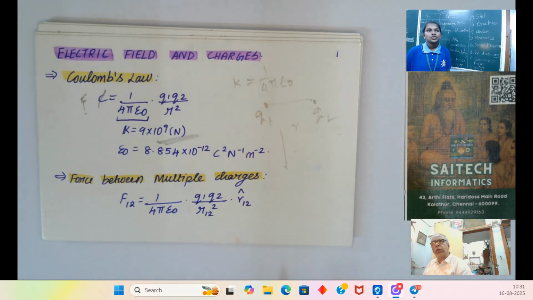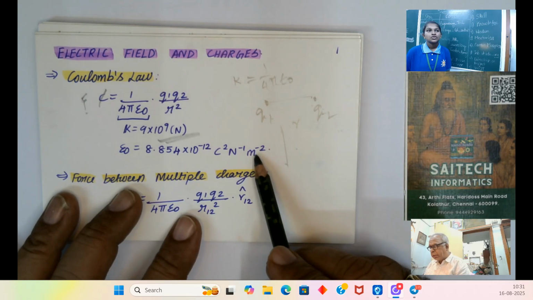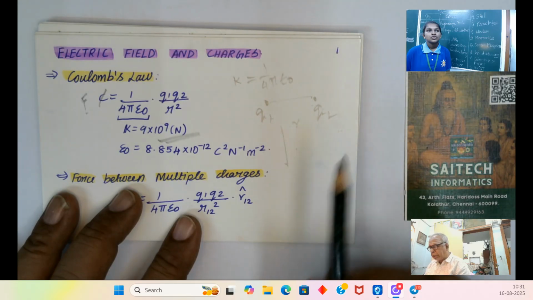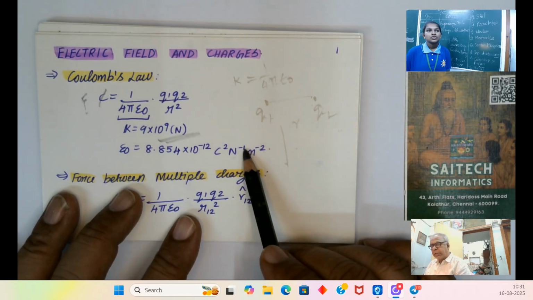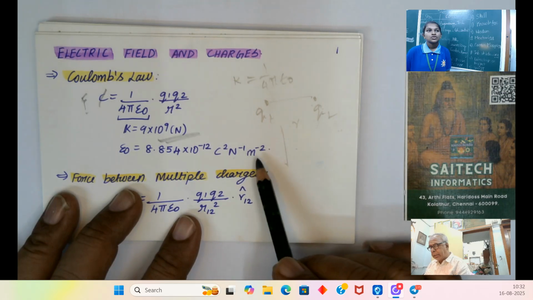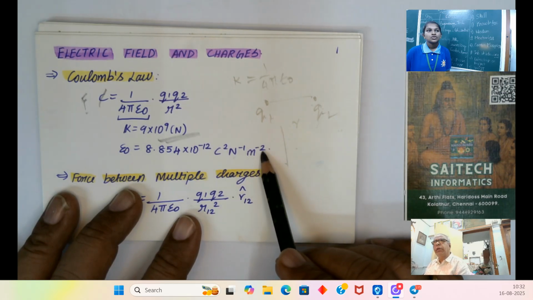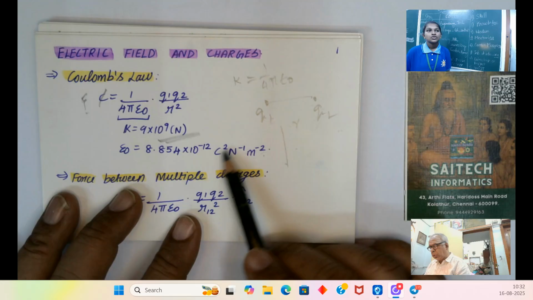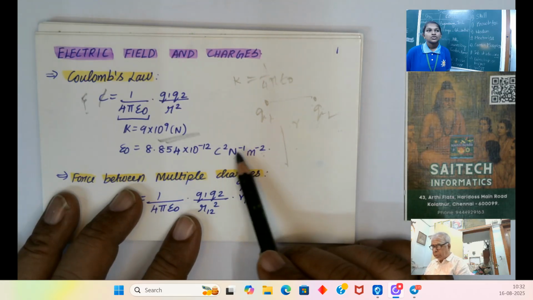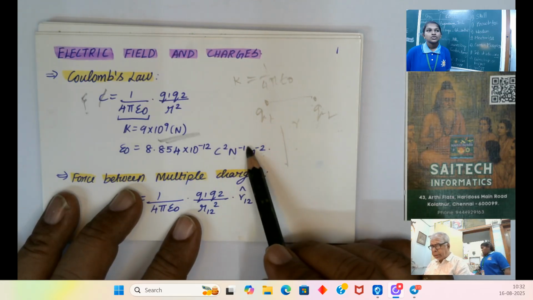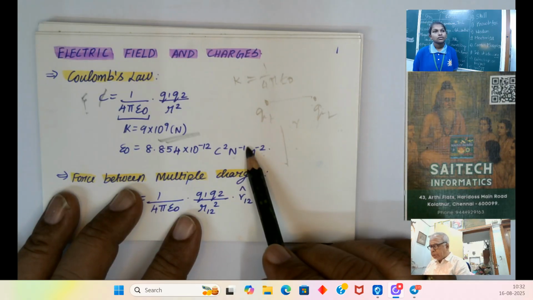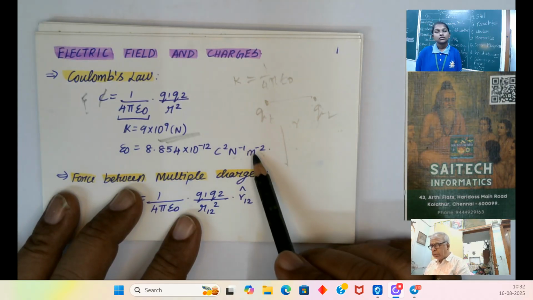You can correct the unit also later. So the unit of epsilon naught is Coulomb square, Newton inverse and meter square inverse. Next we'll be seeing about force between multiple charges. No, it should be called, instead of calling meter square inverse, you can put meter power minus 2. So Newton inverse you can say. Okay, but this cannot be called a meter inverse square. So instead you can put simply Coulomb square, Newton power minus 1, meter power minus 2.